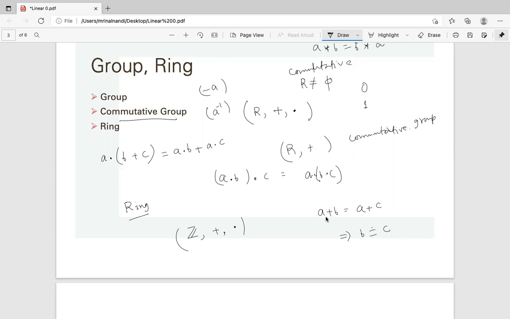Now we can easily just add minus A on the left side. So a group may not be commutative, but in a group the cancellation law holds. The cancellation law holds if the inverse exists. If the inverse exists, we can cancel. This is called left cancellation. Similarly for right cancellation, B plus A is equal to C plus A implies B is equal to C. Now the interesting thing is the next structure.